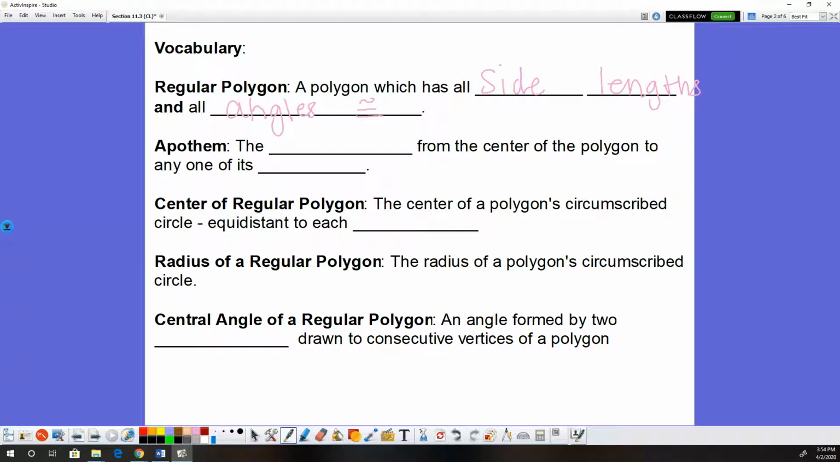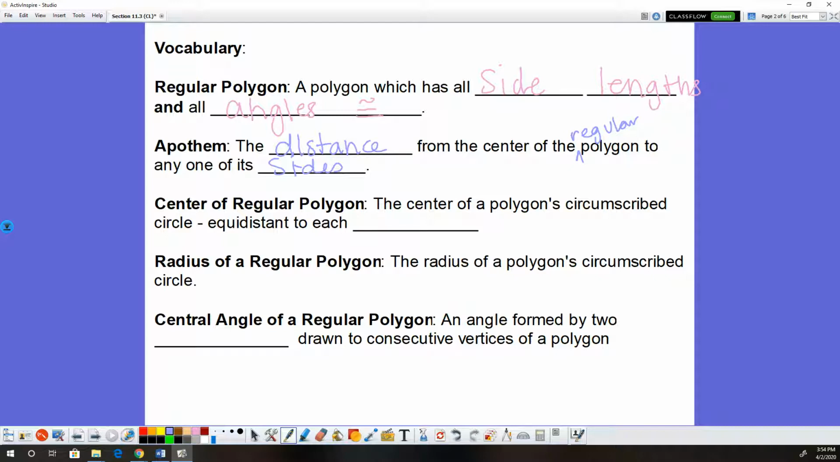All right, an apothem, and give me a minute and I will draw a picture and it'll make a lot more sense of these next few vocabulary words. An apothem is the distance from the center of the regular polygon to any one of its sides.